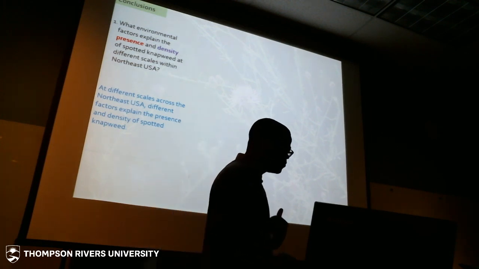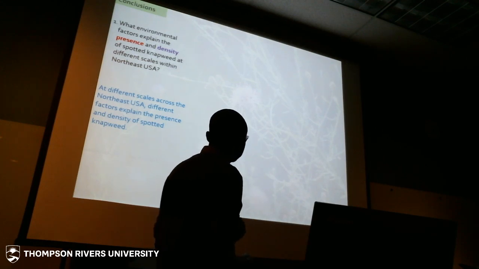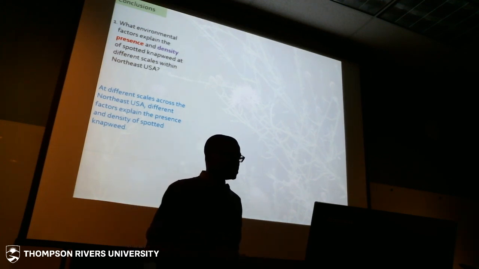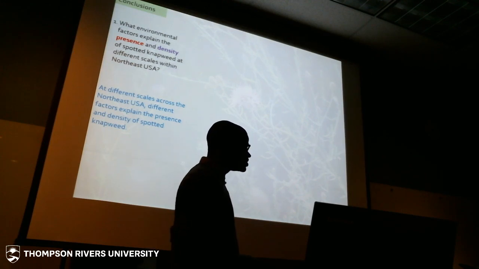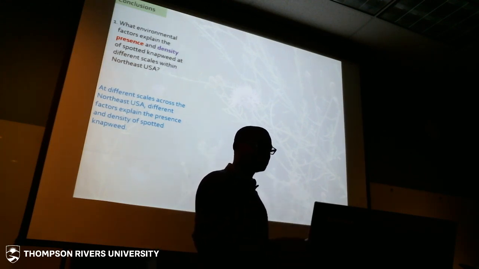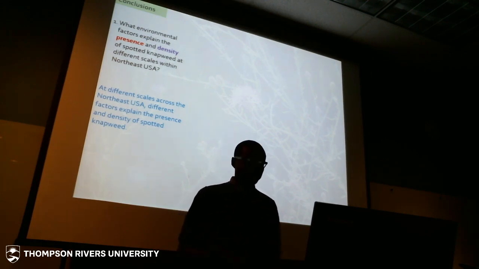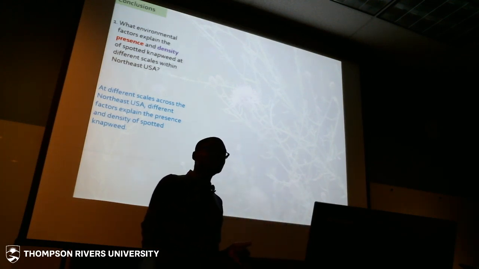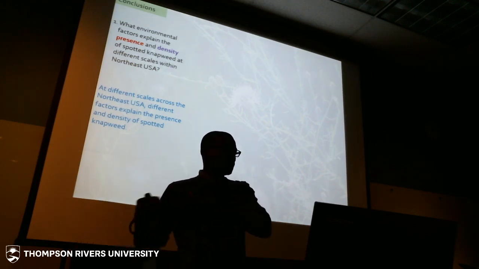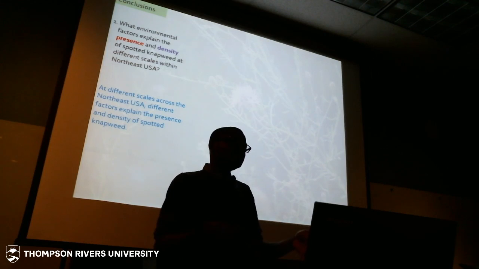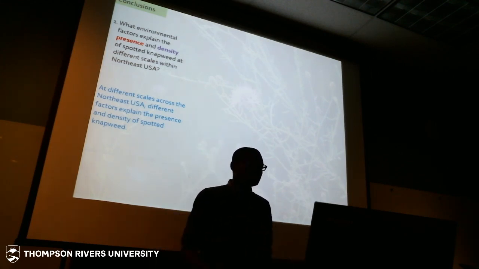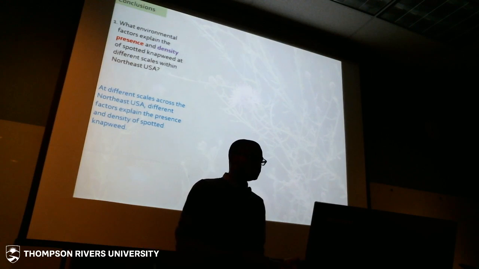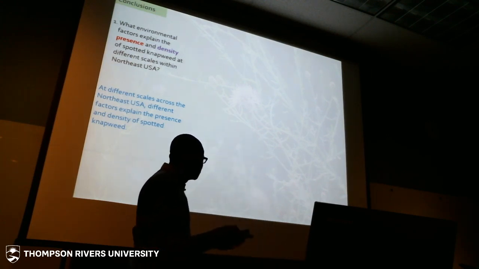And so the conclusions I can draw from my experiments is that the environmental factors that explain the presence and the density of spotted knapweed differ with scale. At different scales across the Northeast USA, different factors explain presence, but also different factors explain the density of spotted knapweed. And so if you are interested in controlling spotted knapweed, you have to know what you are trying to control. Are you trying to control its spread to new populations, or are you trying to control the spread within the population? Are you trying to decrease density, or are you trying to minimize spread to new populations? If you are interested in any of those, you would look at different environmental factors, at least within the Northeast USA.